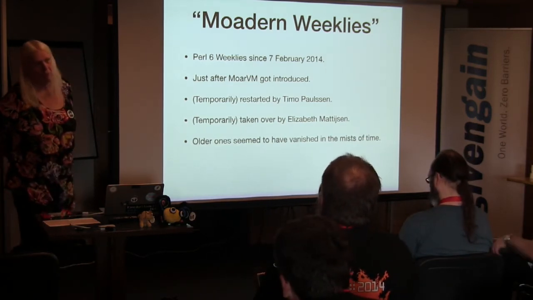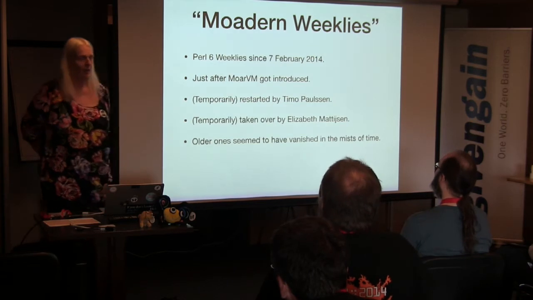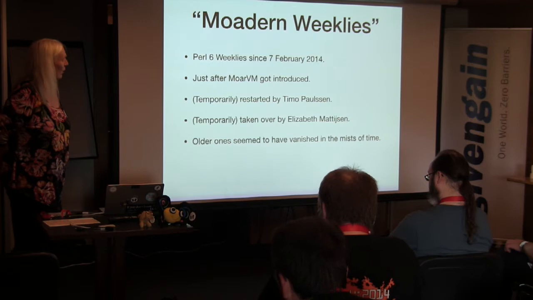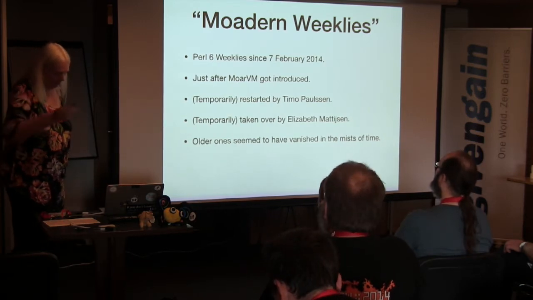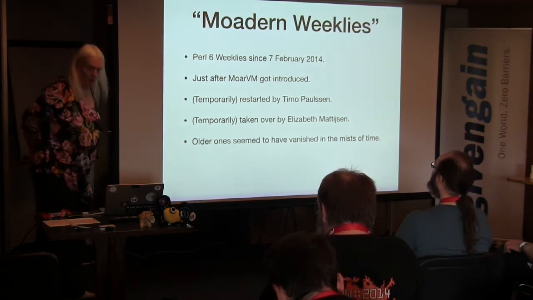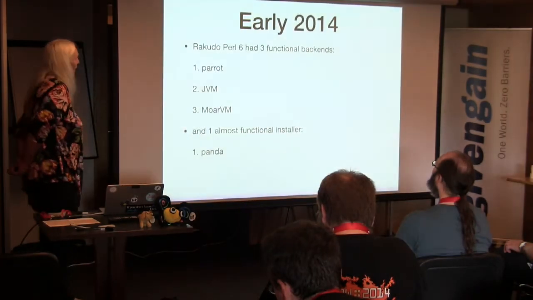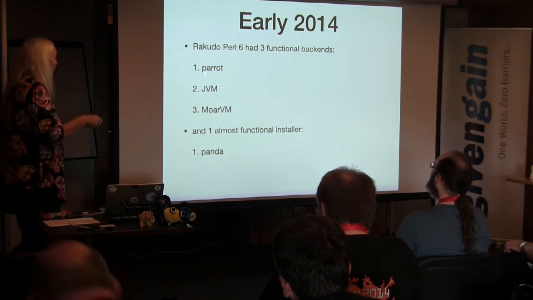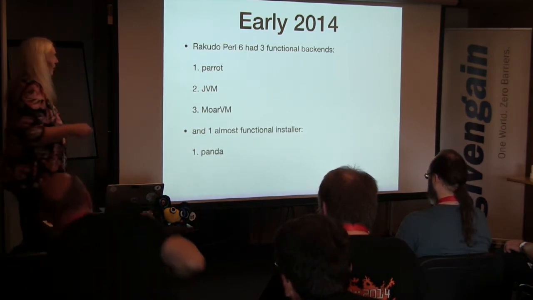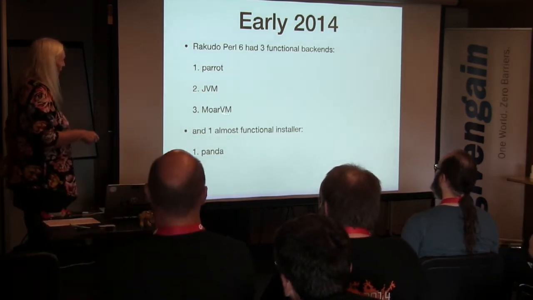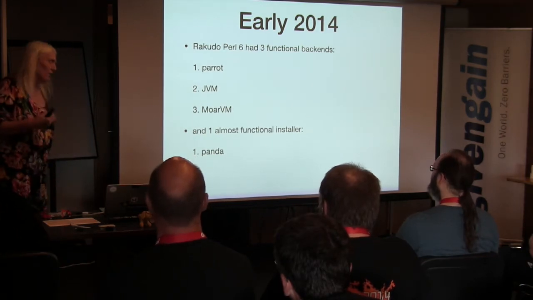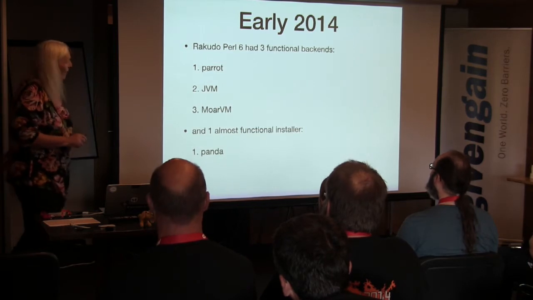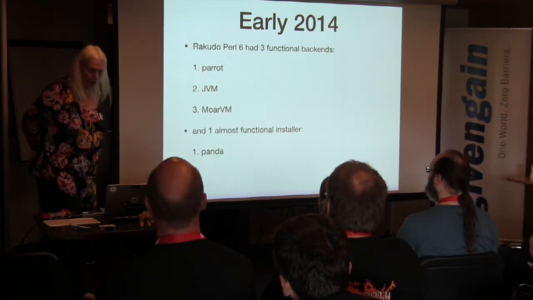I tried to look up older versions of the weekly, but they seem to have disappeared in the mists of time. So on the one hand, well, I'll get back to that. So in early 2014, remember we had Rakudo Perl 6 with basically 3 functional backends. That was Parrot, that was the JVM, and the new one, MoreVM. And we always had one functional installer called Panda. So it was still very early on.